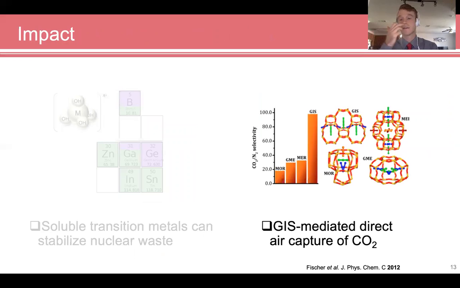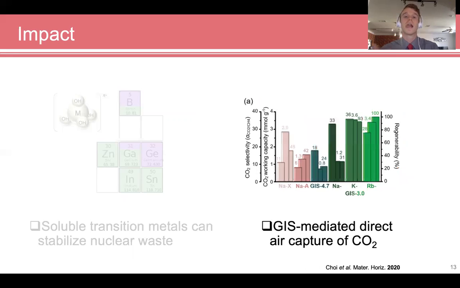Second, recent studies have actually demonstrated that GIS is very effective at direct air capture of carbon dioxide. So it's growing in relevance, and understanding its mechanistic growth processes will be very important in better designing GIS, because we know it can capture carbon dioxide out of both nitrogen and methane atmospheres.